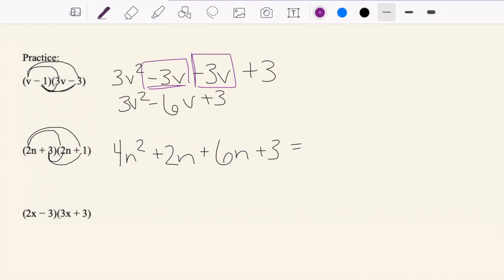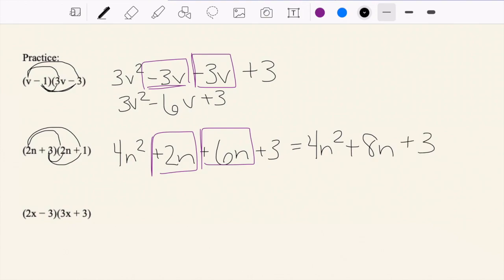Looking for things we can combine, we have 2n and 6n. So that becomes 4n squared plus 8n, because 2 plus 6 is 8, plus 3. All right, last practice problem.